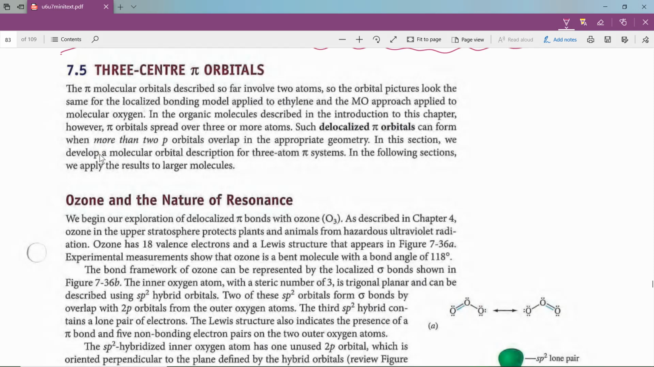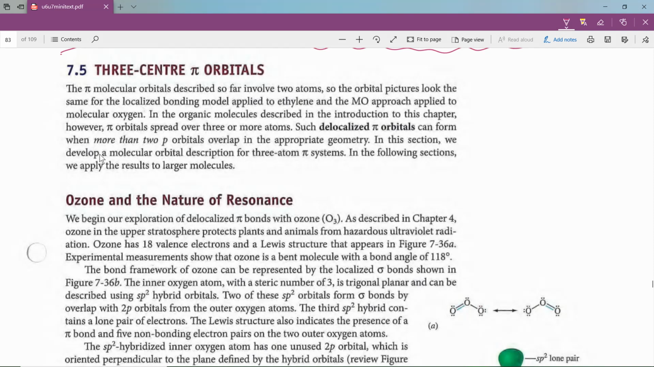We're looking at bonding here involving three centers, so three nuclei, and p orbitals talking to each other such that pi orbitals are forming in a delocalized system. So this is on page 335. And we don't do all the details about this, but we'll look at a bit.